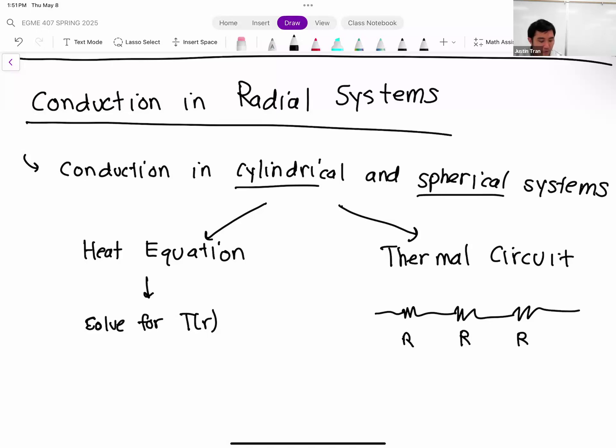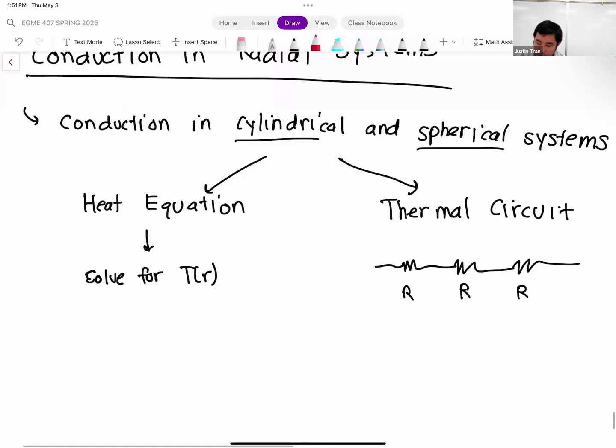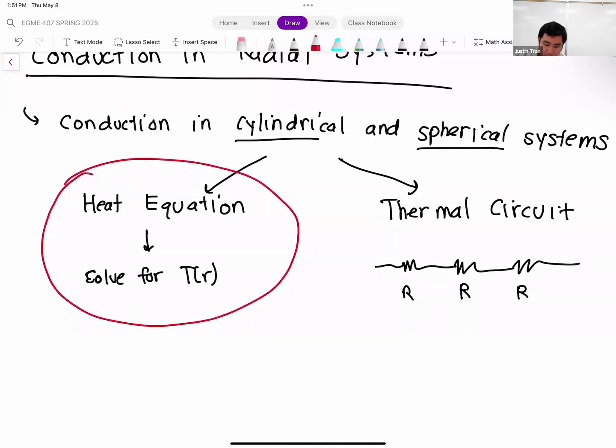And then, if we have time, we'll go over the thermal circuit type problems as well. But just know that there's kind of two paths here. But for now, let's just focus on this one.